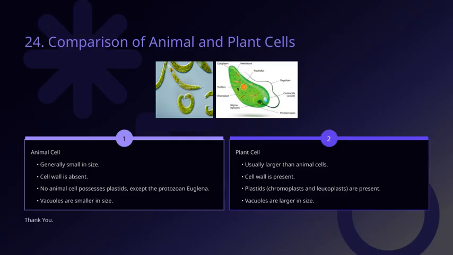Plastids, like chromoplasts and leucoplasts, are present in plant cells and are vital for functions like pigment storage and carbohydrate synthesis. Vacuoles are another important point. Animal cells do have vacuoles, but they tend to be smaller, whereas plant cells have larger vacuoles that help maintain cell turgor and store nutrients. So, understanding these differences really highlights how each cell type is specialized to fulfill its role. Animal cells for mobility and versatility, and plant cells for structure and energy storage.